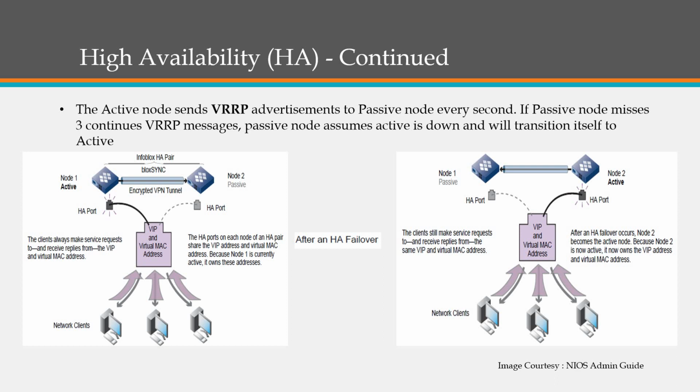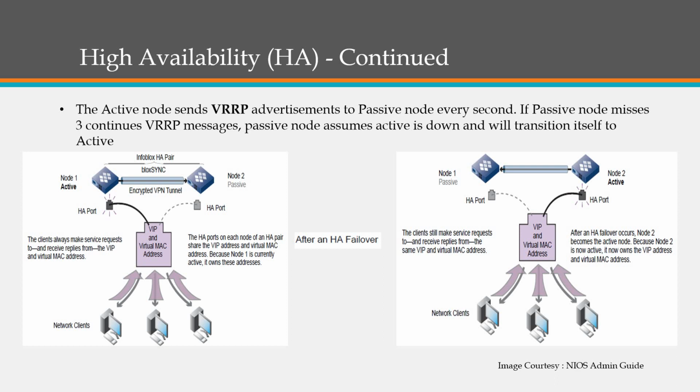So now I will explain what that means. Every second, the active node of the HA sends VRRP advertisements to the passive node. And the passive node is able to understand that these are the VRRP messages sent by the active by checking if that VRID is present. So that's why the VRID is important, and that's why it has to be unique.